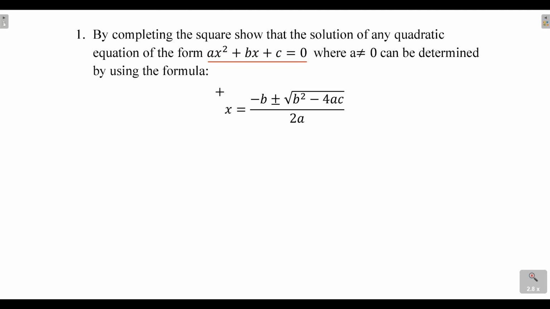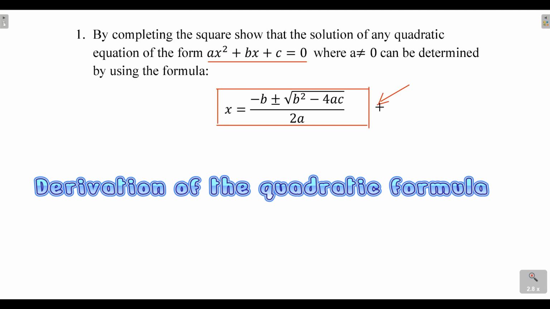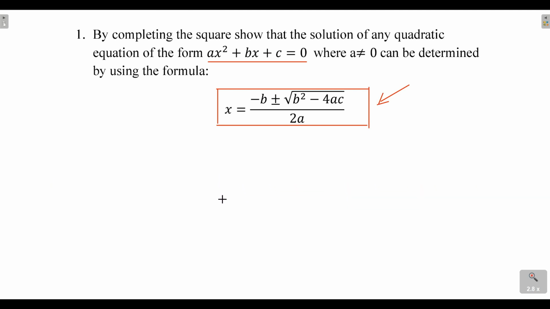And by doing that, we will actually be deriving the quadratic formula, because it's very important that before we even start off with a section, we understand how they got to this quadratic formula. Where does this quadratic formula come from? That is the purpose of this lesson. I'm going to show you how this quadratic formula was derived from solving the quadratic equation of the form ax squared plus bx plus c for x by completing the square.